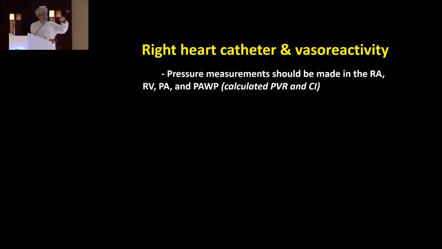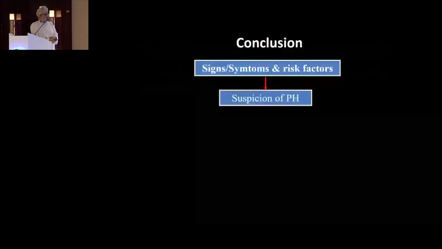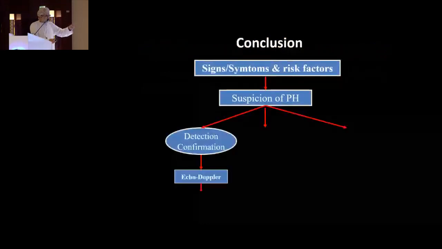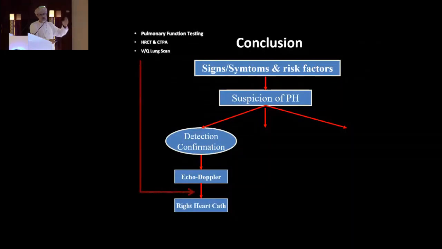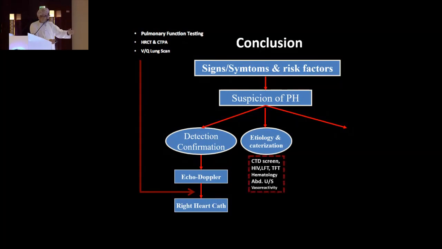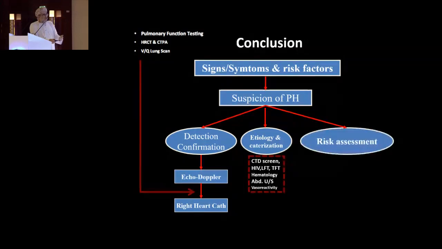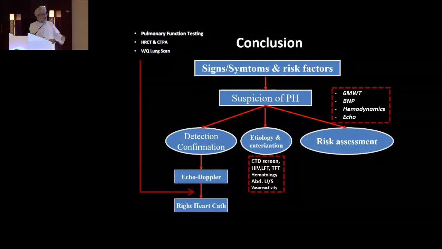So in conclusion for this part, once you have a suspicious patient, then you need to detect by echocardiography and then you need to do right heart cath. But before you do right heart cath, you need to rule out lung disease and heart disease or left ventricular dysfunction. You need to characterize your patient. You get the etiology by doing connective tissue disease screening, HIV, liver function, and then ultrasound. And then you do risk assessment, as we said, mild, moderate to severe, which is 6-minute walk test, BNP, hemodynamics, echocardiography, and at the end you get treatment of the patient.